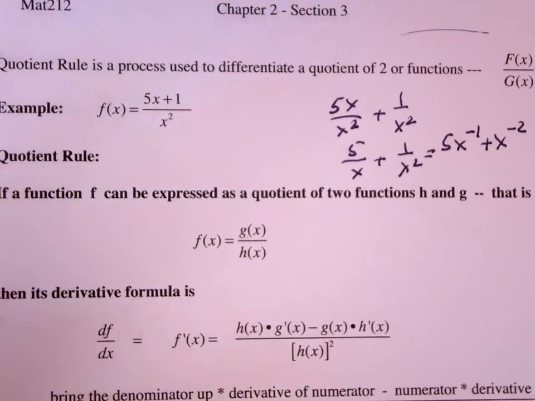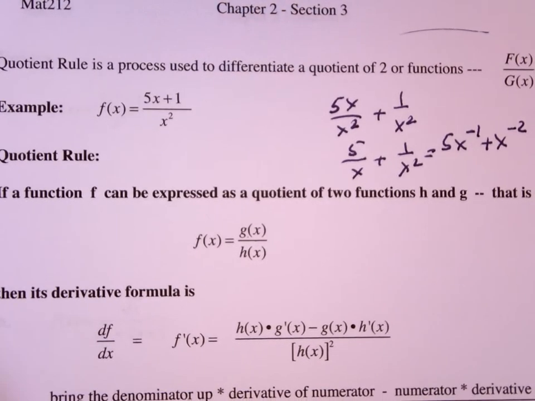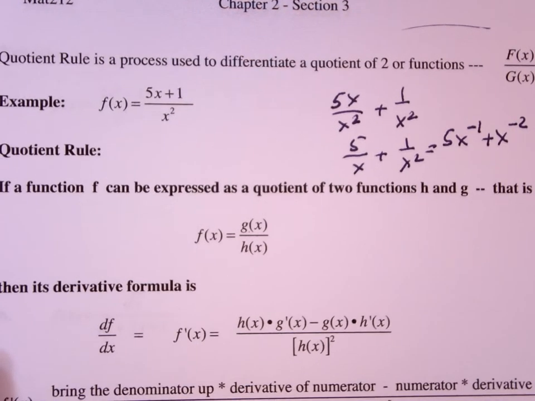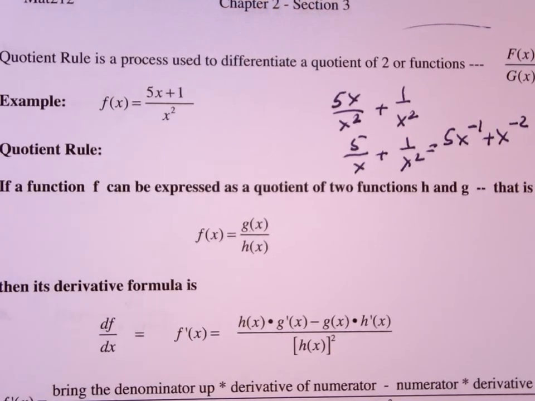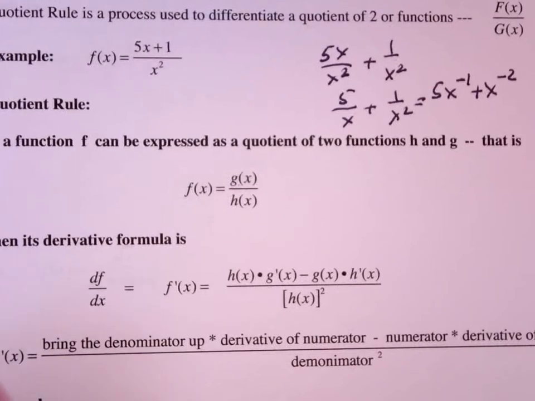So I could use algebra on it. But quotient rule actually makes life a little bit nicer in some instances. And besides, our problems are much more complicated. So if I have 5x plus 1 over x squared, that is the quotient of two functions.